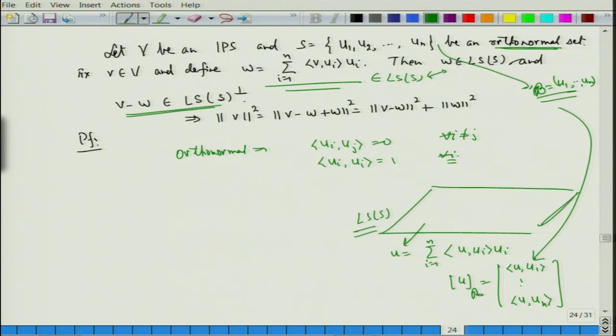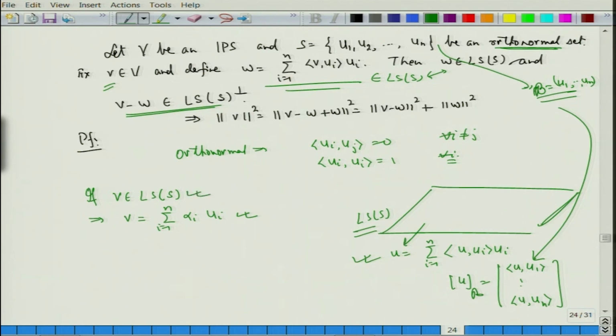Every element here is of this type, and I have a vector v which may be in this or which may be outside. If v is inside, then it is a linear combination, and therefore v minus w will be 0. All right. So if v belongs to the linear span of S itself, this will imply that v is a linear combination of ui's, i equal to 1 to n. This is what this will imply, because I am looking at the linear span.